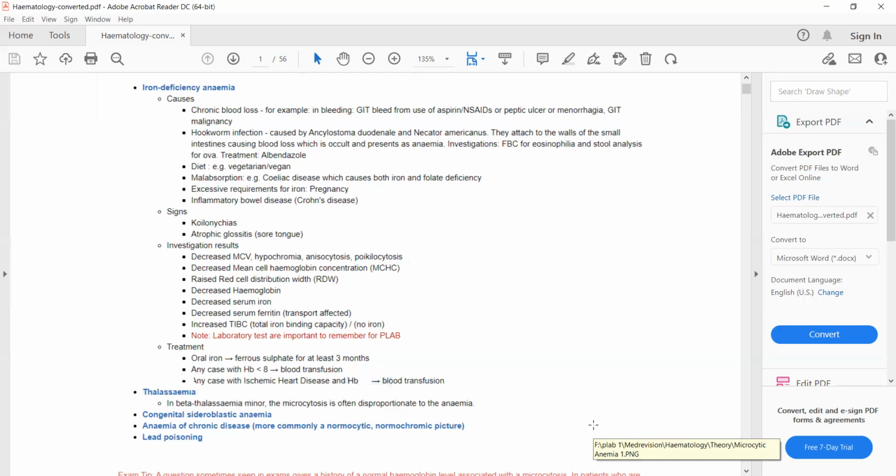But if someone has a history of heart disease, ischemic heart disease, then the indication for a blood transfusion in ischemic heart disease is an HB of less than 5. So people with a history of ischemic heart disease will be transfused blood if HB is less than 5. And in general, we will transfuse blood if HB is less than 8.